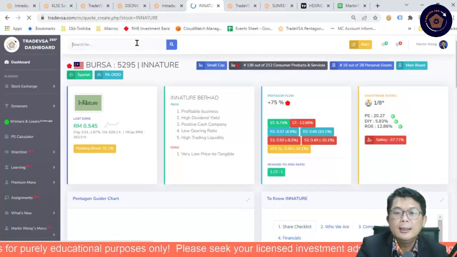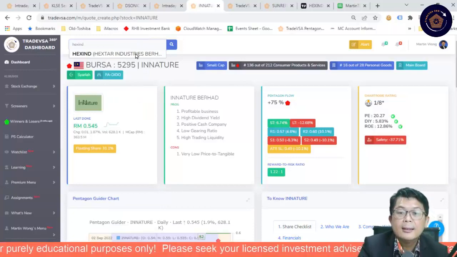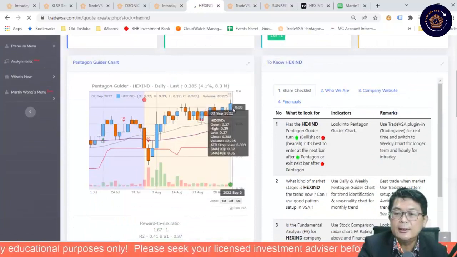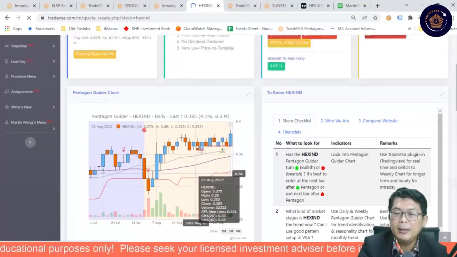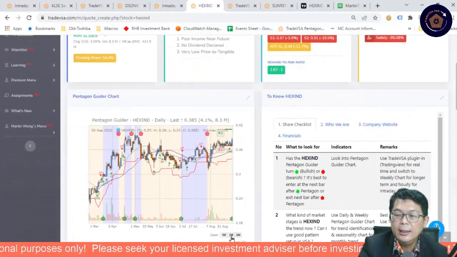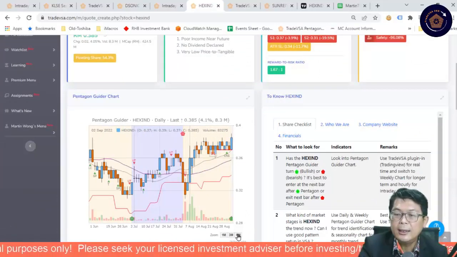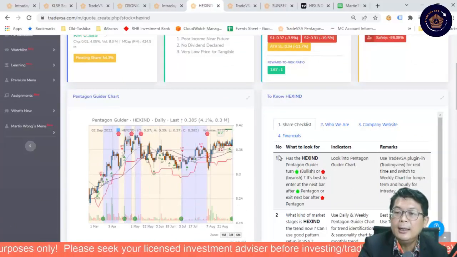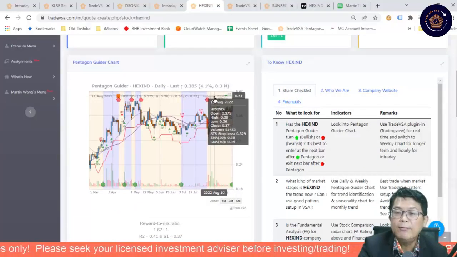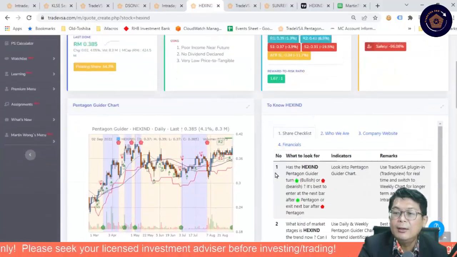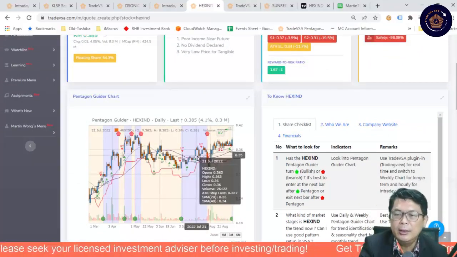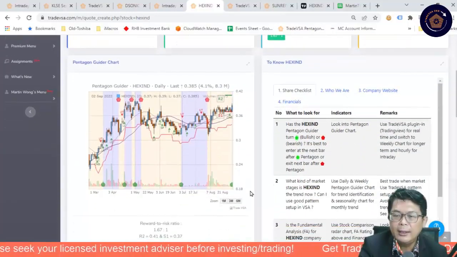Okay, so we are in Immature here, and we are looking for Hexa Industry, and you can see the reward to risk ratio is pretty good. Here it just turned green pentagon. Okay, let's switch to 6 month in here. That gives it a target price of about 41 cents. Right now it's 38.5, and so that's giving it a 1.67 risk to reward ratio.